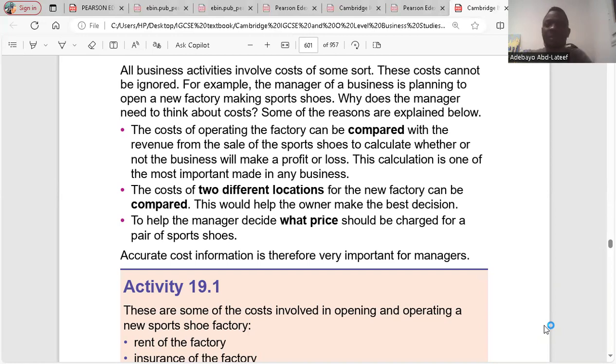So, to help the manager decide what price should be charged for a pair of sports shoes: if the manager is deciding to open a shoe factory, they need to think about the cost of having that factory so that they can know the price to charge. Without knowing the cost of your production, you wouldn't know the price of your product. That's the reason why we need to talk about cost. At the end of it, it's about price. So cost will let you know the price. That's the point there.